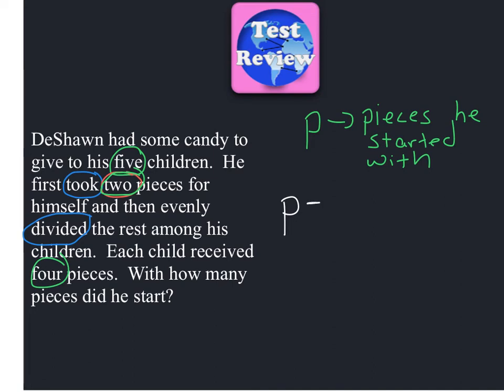He first takes 2 pieces, okay, before he hands them out to any of his children. And then he divides them evenly among the rest of his children. So that one's pretty simple. We know we're going to be dividing the leftover pieces by his children, and he has 5 children. And that is going to equal how many pieces. It's not going to equal the total amount of pieces. It's going to equal how many pieces each child receives, which is 4. That is your equation. Now you're going to need to solve it.